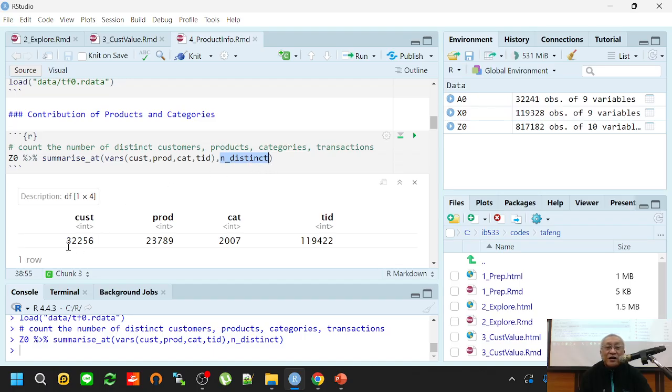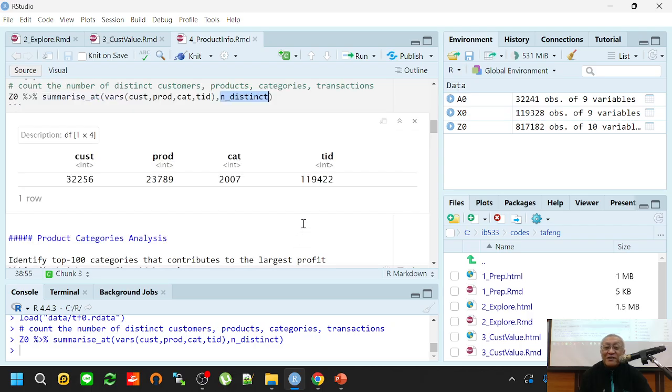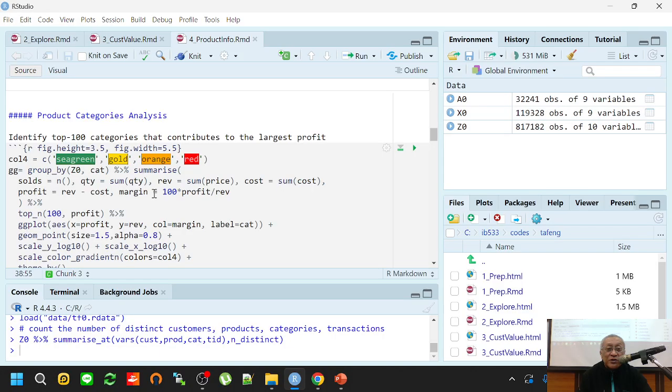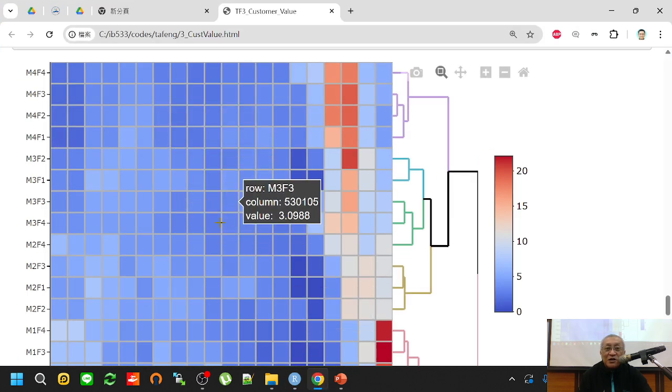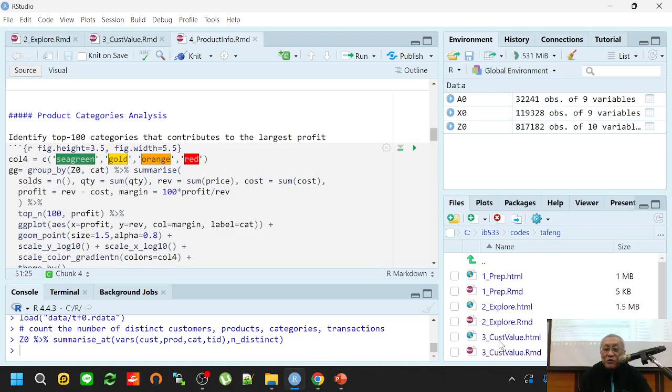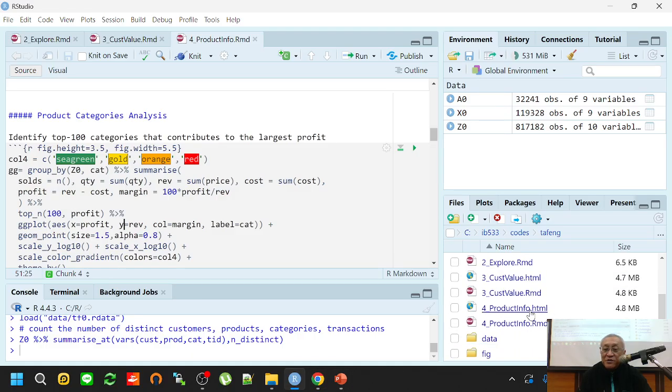So we have 32,000 distinct customers, 23,000 products, 2,000 product categories, and about 119,000 transactions. And then we do the visualization here. Okay, let's go to the browser. I believe it would be easier.